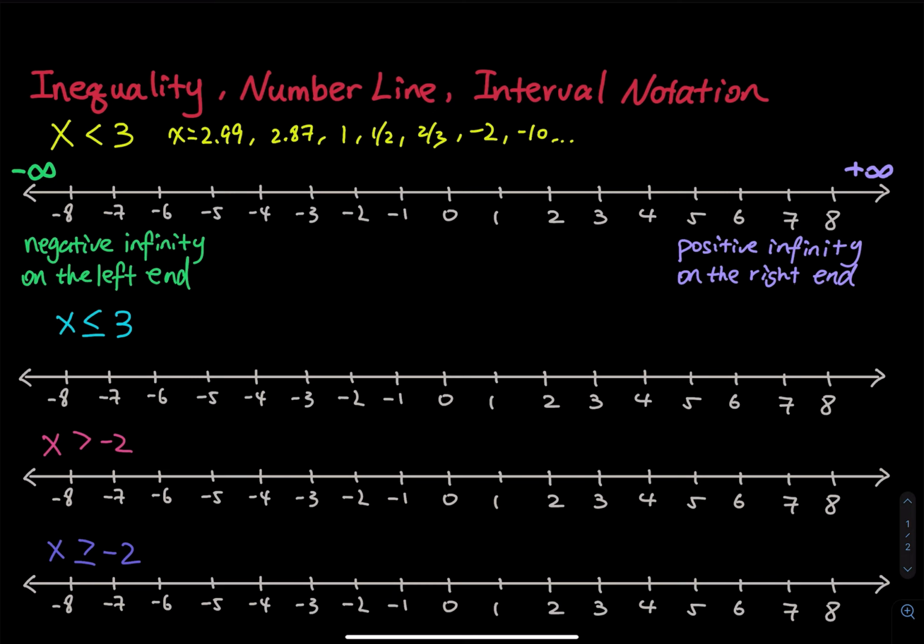So what is on the left end of the number line? This symbol is called infinity. So I have a negative infinity. So I call this negative infinity on the left end. And then on the right-hand side, I have a positive infinity. This is a positive infinity on the right end. So the numbers are getting bigger and bigger, right?